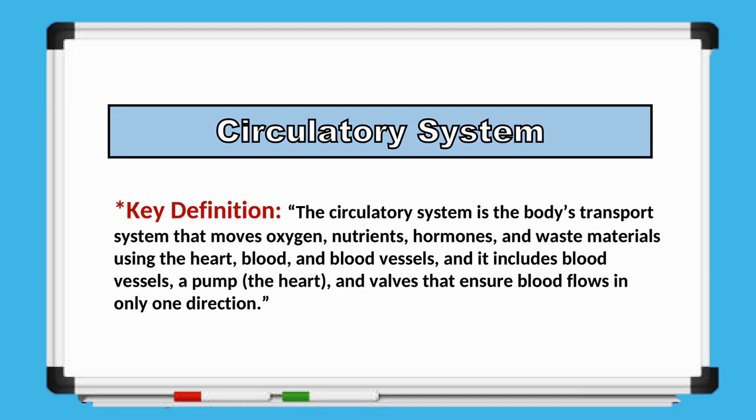So now, let's take a moment to understand the key definition of the circulatory system. When we ask, what is the circulatory system? We are really talking about the body's own transport network. And the definition explains that the circulatory system is the body's transport system that moves oxygen, nutrients, hormones, and waste materials using the heart, the blood, and the blood vessels. It includes blood vessels, a pump, the heart, and valves that make sure the blood flows in only one direction.